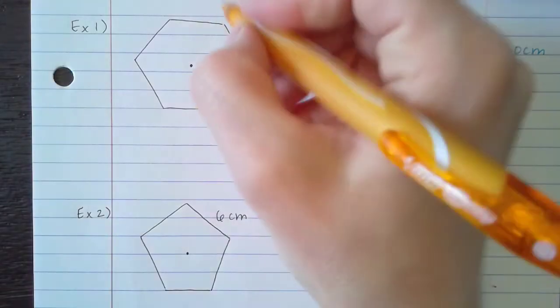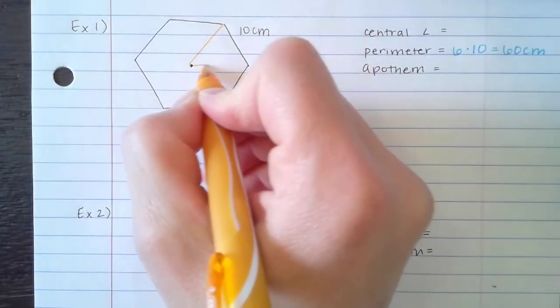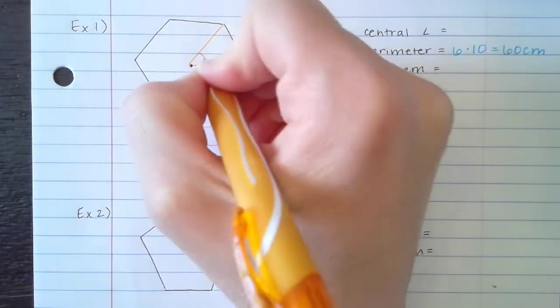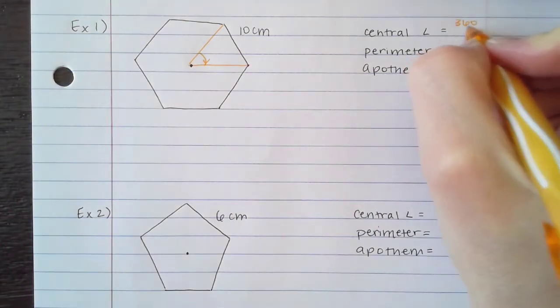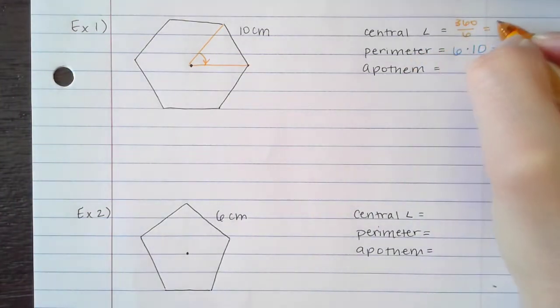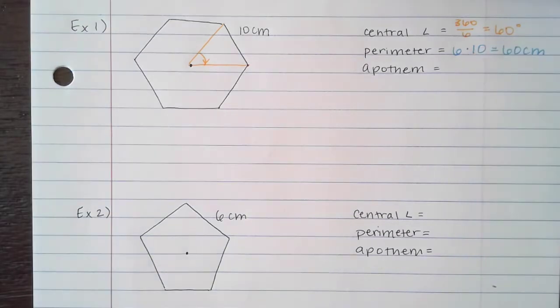The central angle is from the center to the two vertices. It's 360 divided by how many sides there are, because all of these are going to be congruent triangles. So it's 360 divided by 6 in this case, and my answer is 60 degrees.